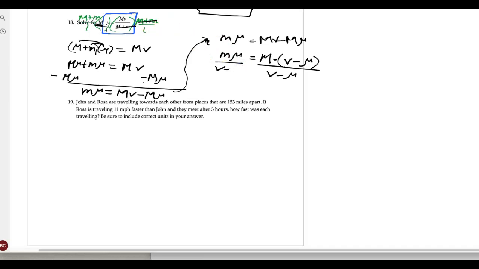Whoops, oh my gosh. Mu is such a weird letter there. So my answer is capital M equals lowercase m times mu over V minus mu. And that's what I'd be left with.